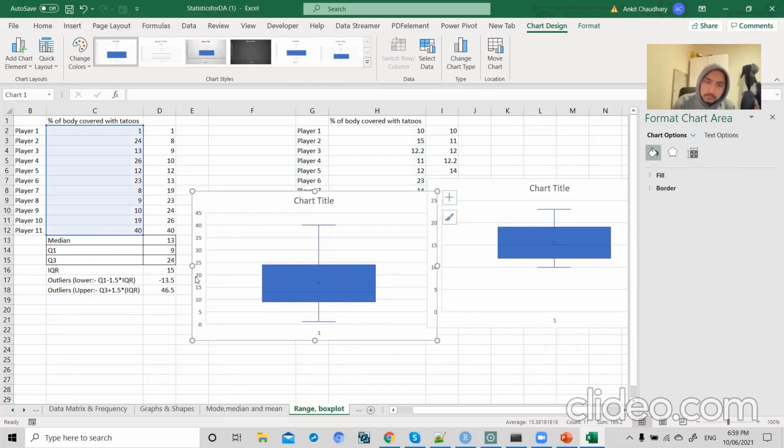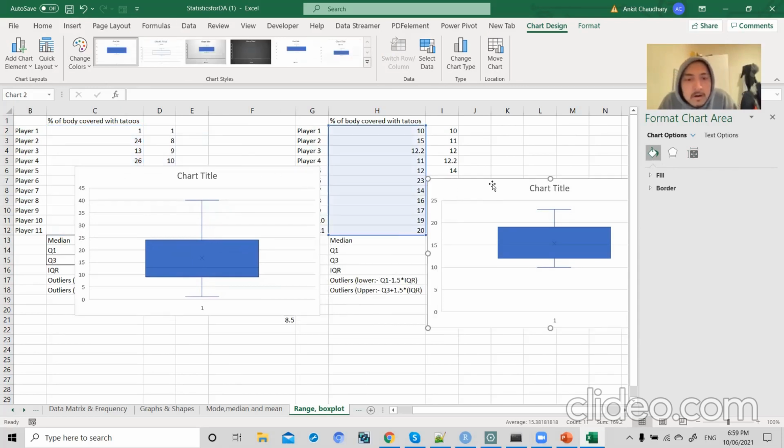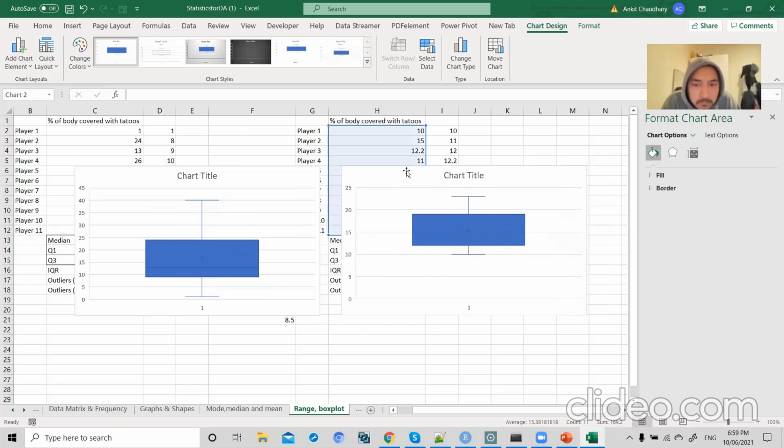So here, Q1 is 9, which means somewhere here, less than 10, this point. And your median is here, which means 13, somewhere here, this point. And your Q3 is here, this point is your Q3, somewhere near here. So your box plot also shows how your data is ranging, right?